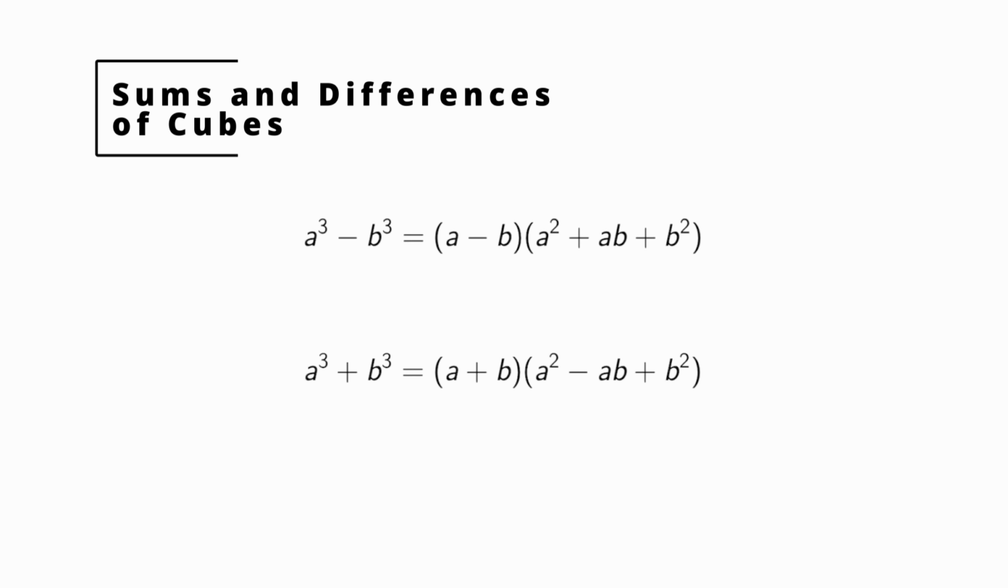In this video, we're going to learn to factor sums and differences of cubes. Let's get started. Now, sums and differences of cubes are relatively straightforward. They rely on understanding the following two formulas. When I have a difference of cubes, a cubed minus b cubed, it will factor into a binomial, a minus b, times a trinomial, a squared plus ab plus b squared.